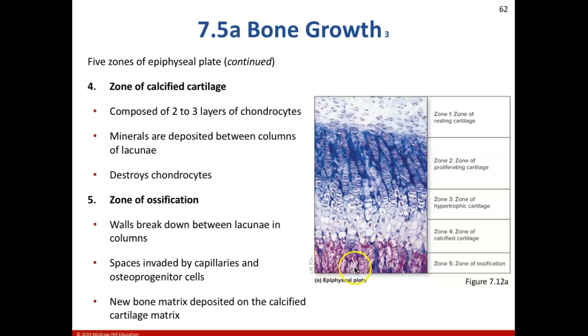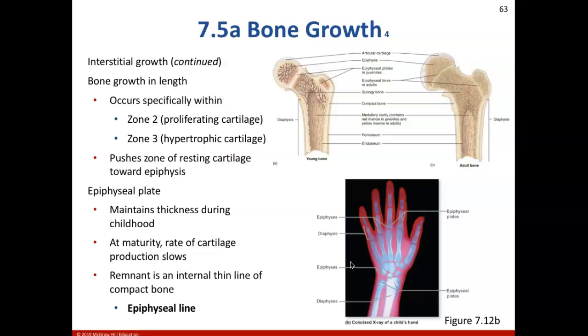Our walls are going to break down between the lacunae and those columns, and the spaces are invaded by capillaries, which bring in those osteoprogenitor cells that can turn into osteoblasts and build bone. And so that new bone matrix is going to be deposited on the calcified cartilage matrix. So that growth that takes place in length is going to specifically occur within zone 2 and zone 3 that we discussed, and that pushes the zone of resting cartilage toward the epiphysis.